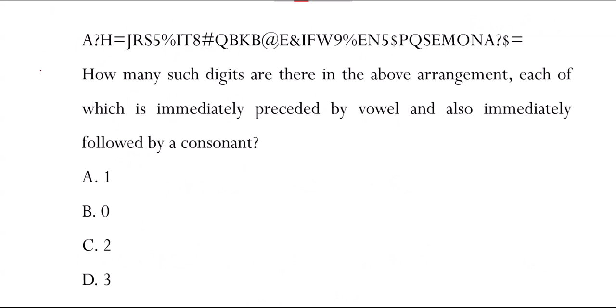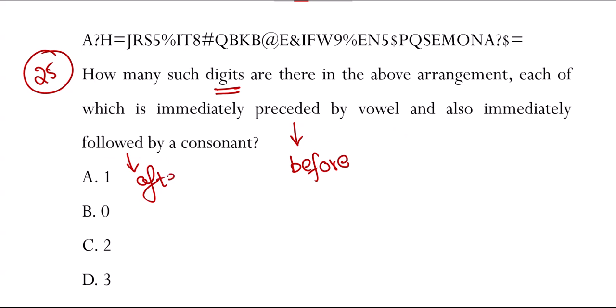Now again pretty much similar to the previous one, but here the question is how many digits are there which are preceded, meaning immediately before, by a vowel, and immediately followed by a consonant. So the question is: for a digit, a number, a vowel is required before it, and after that a consonant is required. Your focus is on B and C. Wherever a digit or number is there, before that a vowel is required.